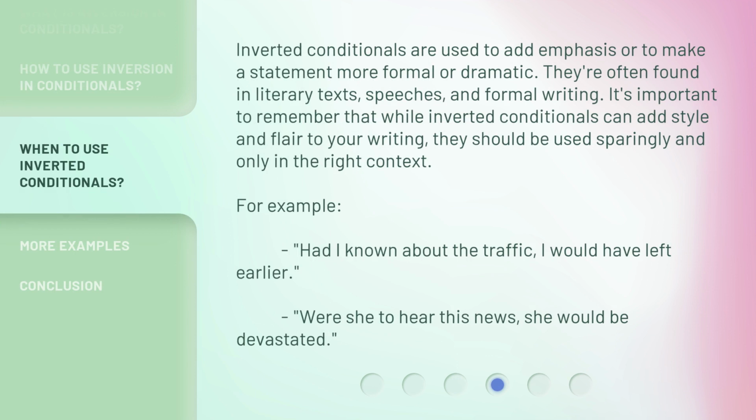Inverted conditionals are used to add emphasis or to make a statement more formal or dramatic. They're often found in literary texts, speeches, and formal writing. It's important to remember that while inverted conditionals can add style and flair to your writing, they should be used sparingly and only in the right context. For example, "Had I known about the traffic, I would have left earlier." "Were she to hear this news, she would be devastated."